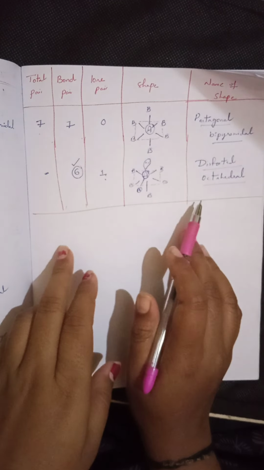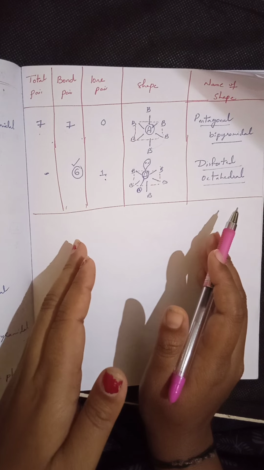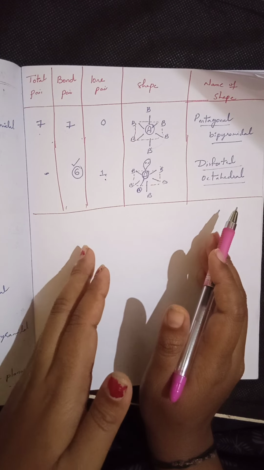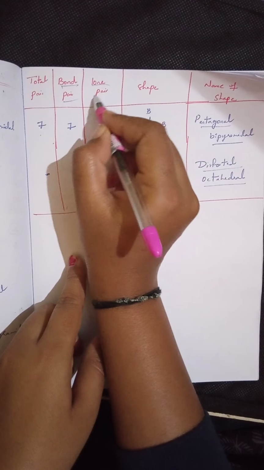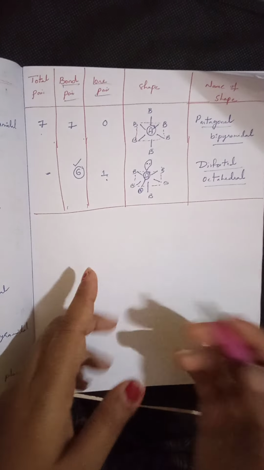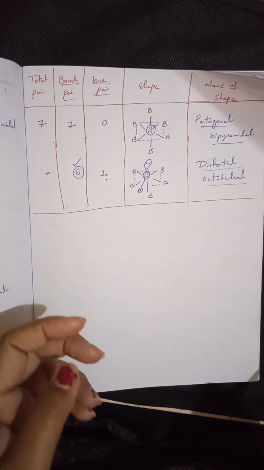So this is about the valence shell electron pair repulsion theory. According to this theory, if you know the bond pairs and lone pairs of electrons around the central atom, we can easily explain the shape of a molecule.